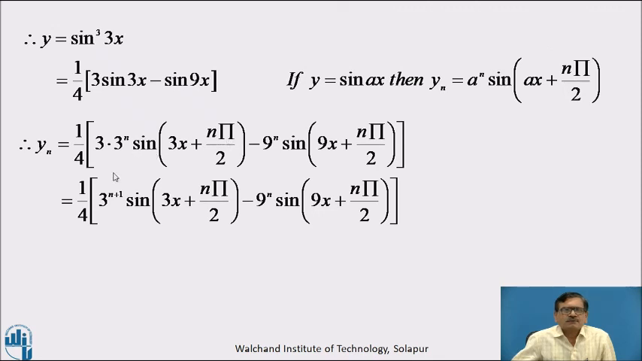And now here by simplifying, we can write which is equal to 1 by 4, 3 into 3 raised to n, that is 3 raised to n plus 1 sin of 3x plus n pi by 2 minus 9 raised to n sin of 9x plus n pi by 2. This is what the n derivative of sin cube 3x.